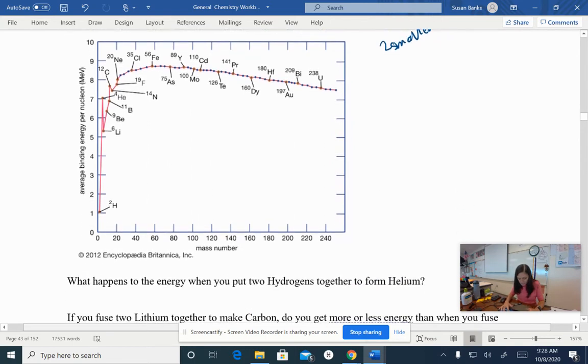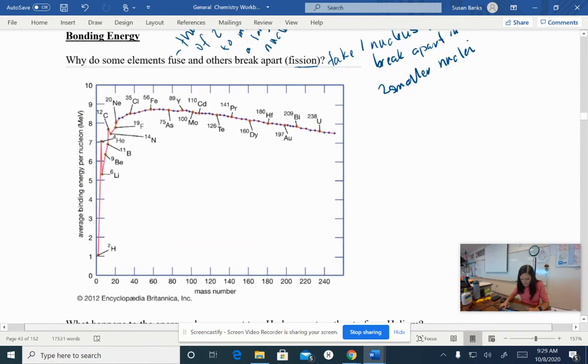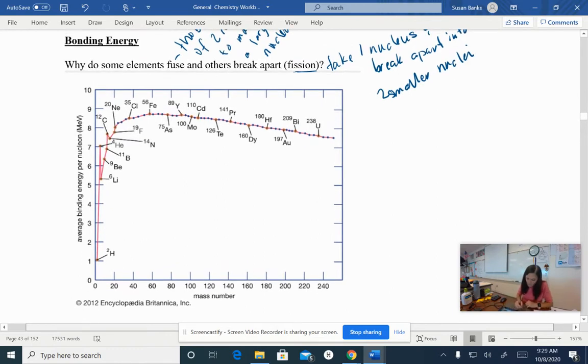Okay, so I have some questions here. What happens to the energy when you put two hydrogens together for helium? So let's look at what it does to this energy. This is our graph on energy. If I take two hydrogens and fuse them together to make helium, here's helium right here. Look at how much energy is released. We get a ton of energy off of that. So this is the energy released. Okay, we get a lot of energy.